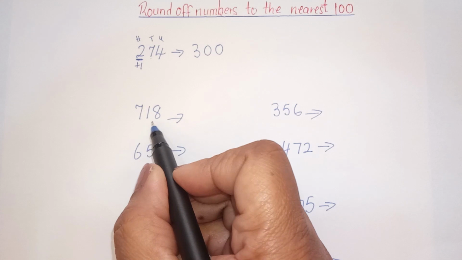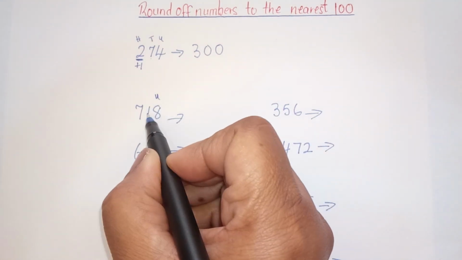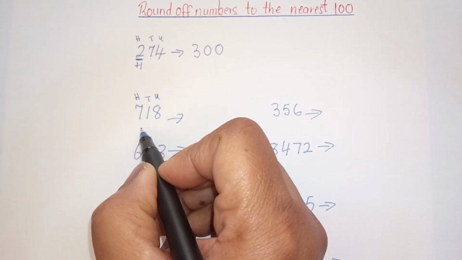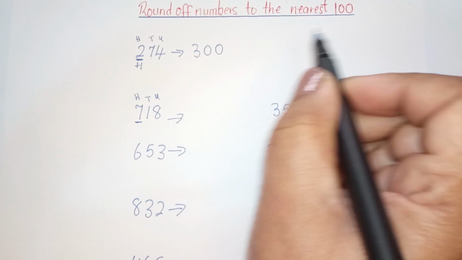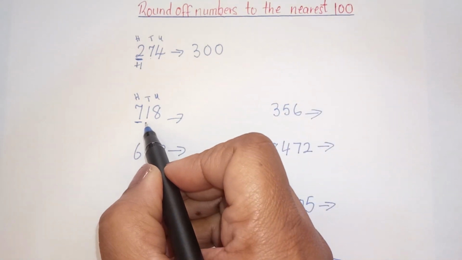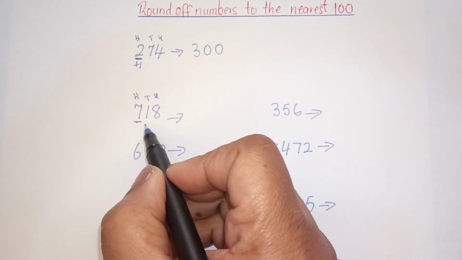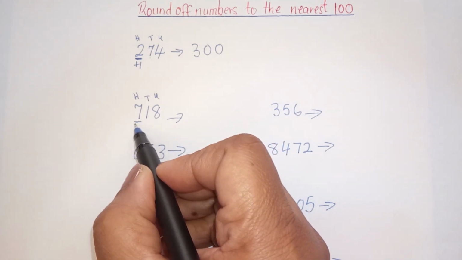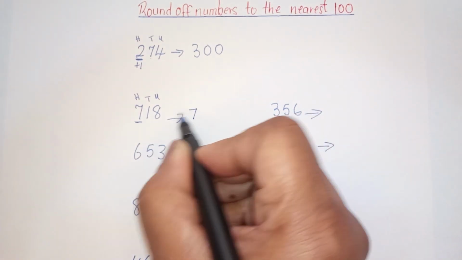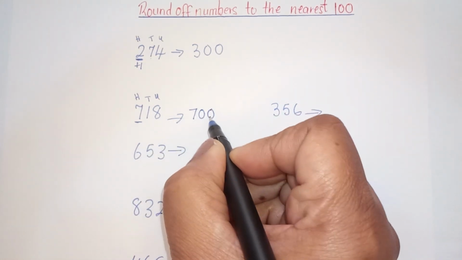We have 718. To put it in its place value, 8 is units, 1 is tens, and 7 is hundreds. Spot out the hundreds, which we are looking for. Okay, we're looking for 100. So the number next to it is 1. 1 is less than 5, so it cannot give 1 to 7. So 7 we write as it is, and 1 will become 0 and 8 will become 0.